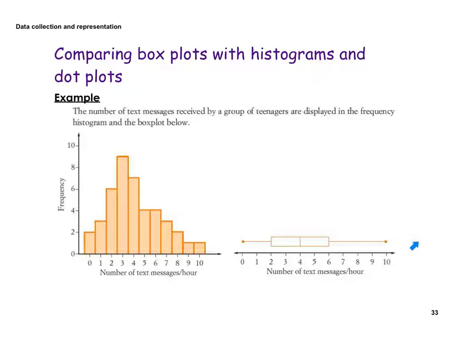And here's the box plot as well. Remember, lowest score, Q1, Q2, Q3, highest score. Lowest score is 0, highest score is 10. Now if you haven't yet, please pause and write these down, because the next slide has a few questions based on these two graphs.